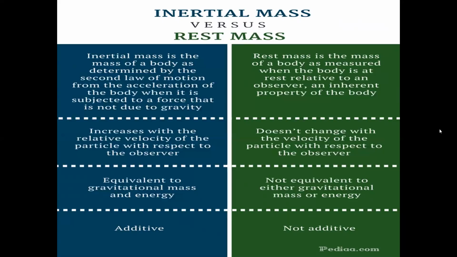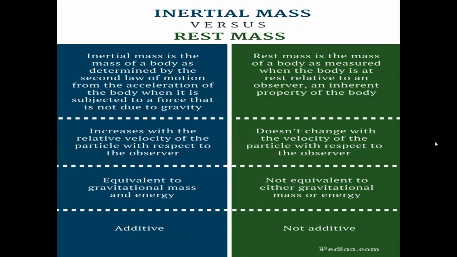Rest mass is the mass of a body as measured when the body is at rest relative to an observer. Okay? So it doesn't change with the velocity of the particle with respect to the observer. Rest mass is not equivalent to either gravitational mass or energy, and it's not additive.